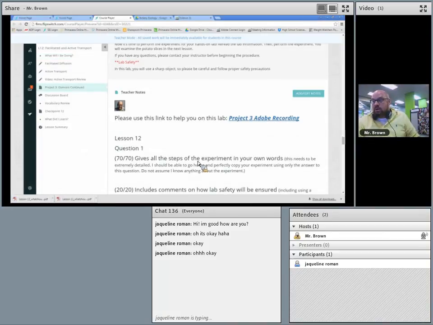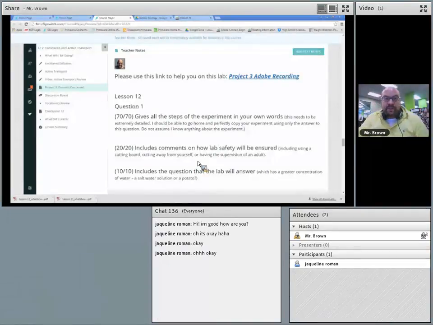So give me the steps of the experiment that you're doing. Include measurements, include how you're going to maintain lab safety: cut away from yourself, use a cutting board, wear proper clothing, tie your hair back if you have long hair, that kind of stuff. Give all these the steps.